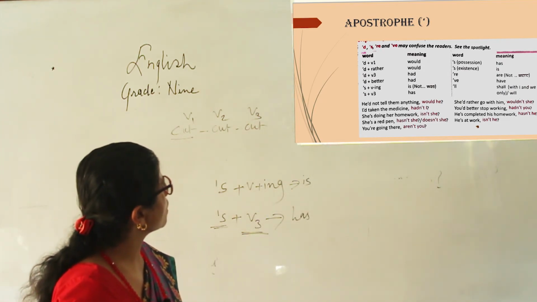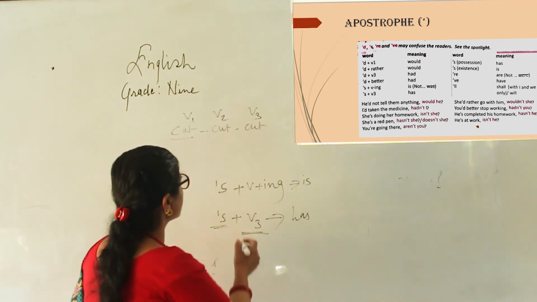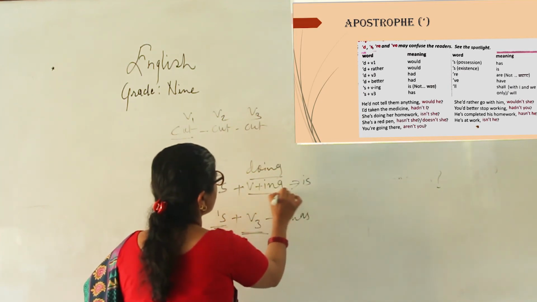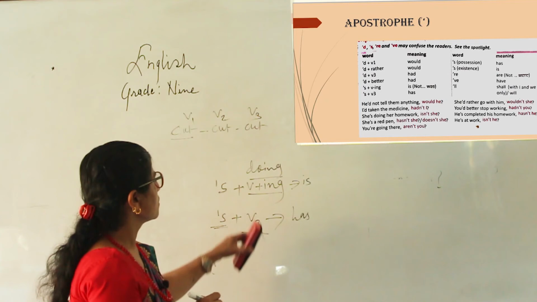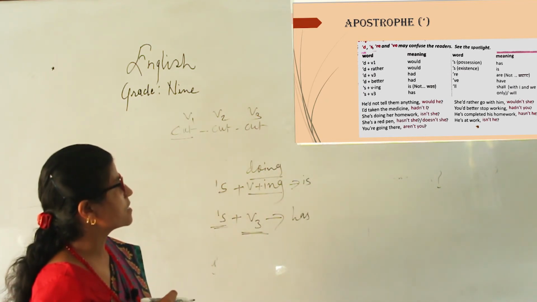She is doing her homework. So apostrophe S plus "doing", what is doing? There you can see "doing". That is do plus ing, verb plus ing form. So that is present continuous tense. So she is doing her homework, isn't she? You say.